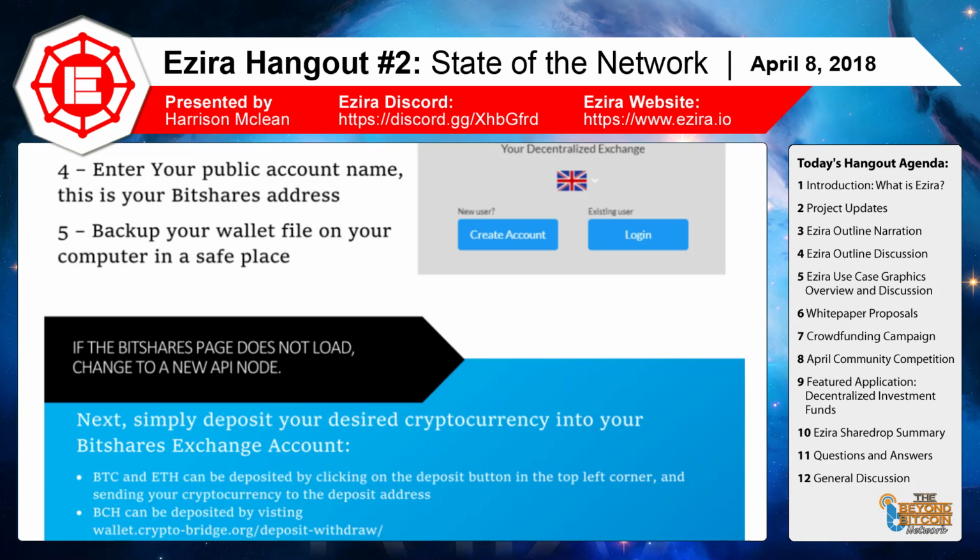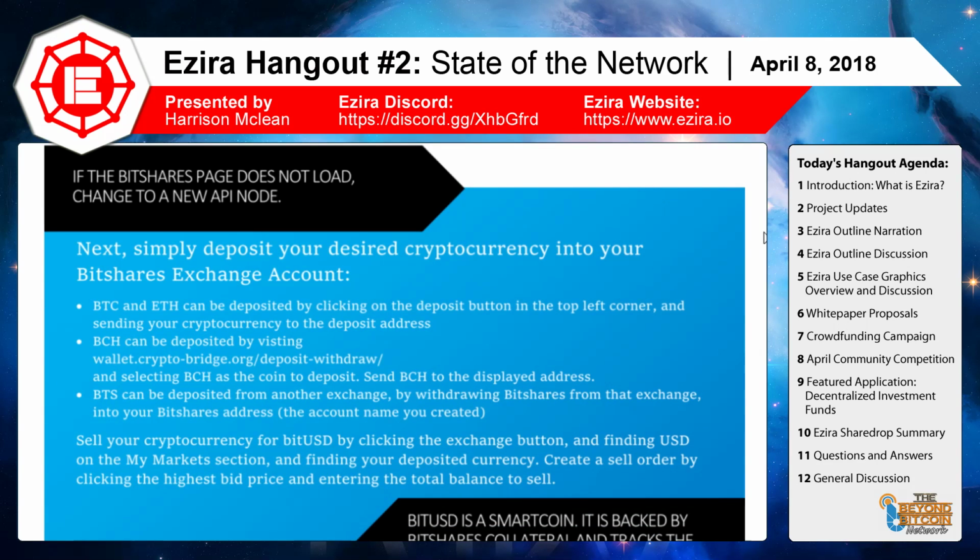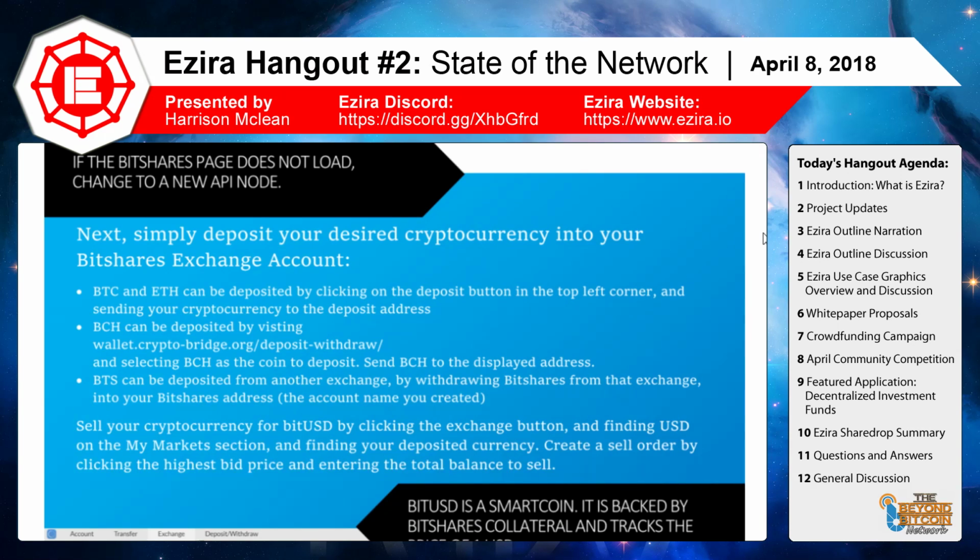So going forward, if this BitShares page does not load, it's very simple. You just switch to a new API node. Sometimes nodes don't load straight away. There are new ones being created by the infrastructure project of BitShares, which we heard about in the BitShares Hangout just yesterday. So that's great news to hear that there are new nodes being created to support light wallets.